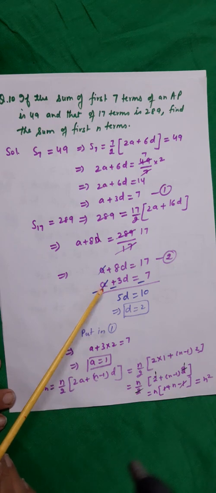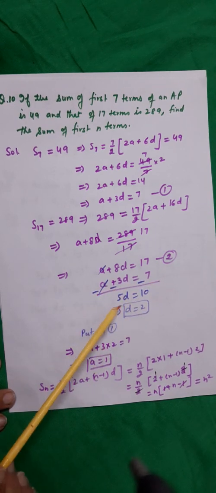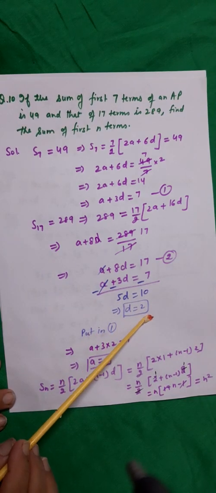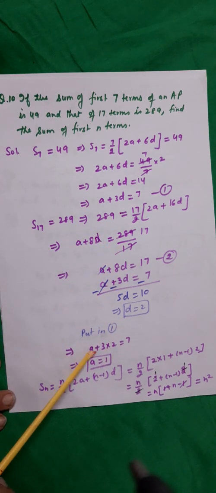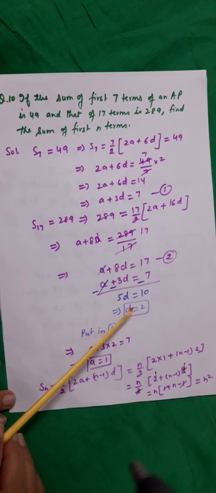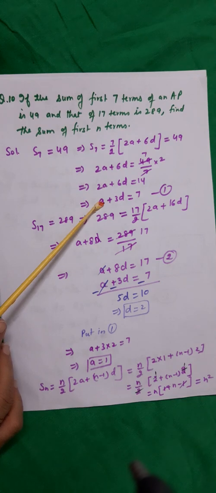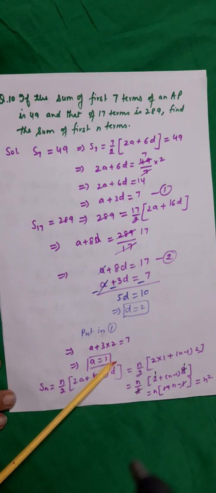So this gives a plus 3d is equal to 7. This implies 5d is equal to 10, which implies d is equal to 2. Put in number 1. So this implies a plus 3 into 2 is equal to 7. Just see, I have got d is equal to 2 and I am putting it here in number 1. So a plus 3 into 2 is equal to 7, which gives me a is equal to 1.